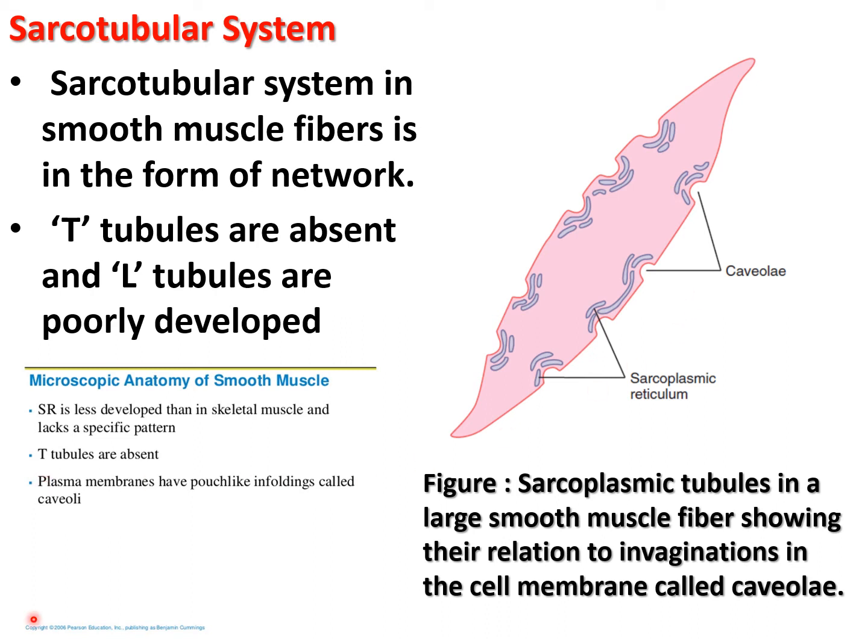And what are the caveoli? The plasma membrane has pouch-like infoldings, and these are known as caveoli. So in smooth muscle the T tubules are absent. The sarcoplasmic reticulum is less developed than in skeletal muscle and lacks a specific pattern.